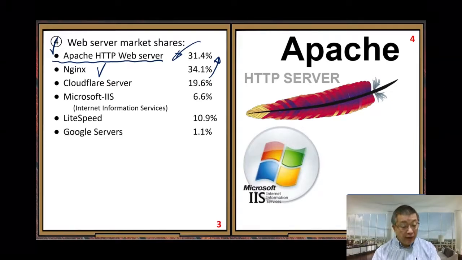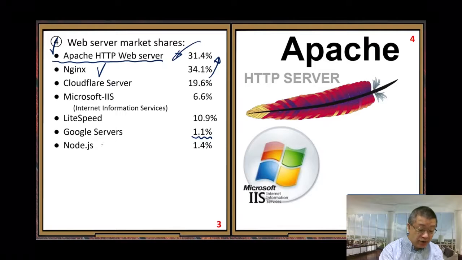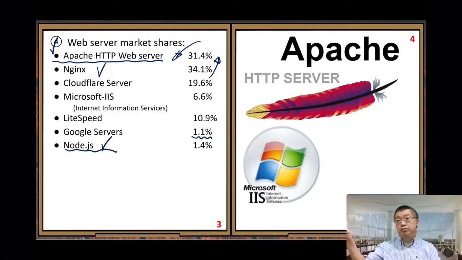All right. Then Google servers. Google, big player, but their market share 1.1%. No big change compared with last year, 1 point something. All right. Another one, Node.js. So this one is another recent important player in the market. It becomes more and more popular in industry. Later you may have a chance to learn this technology, Node.js. So use JavaScript to do the server side programming. That's basically what Node.js does.